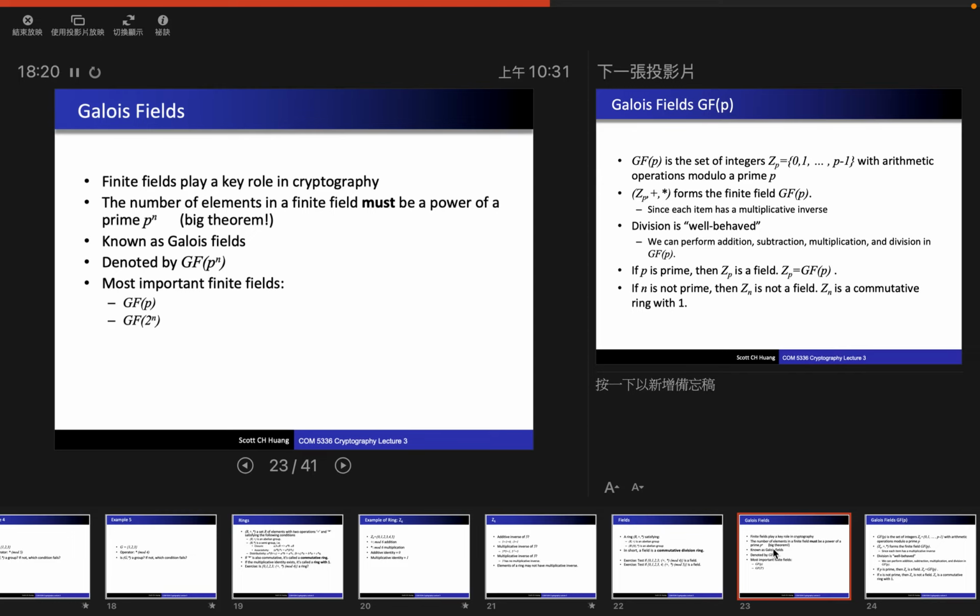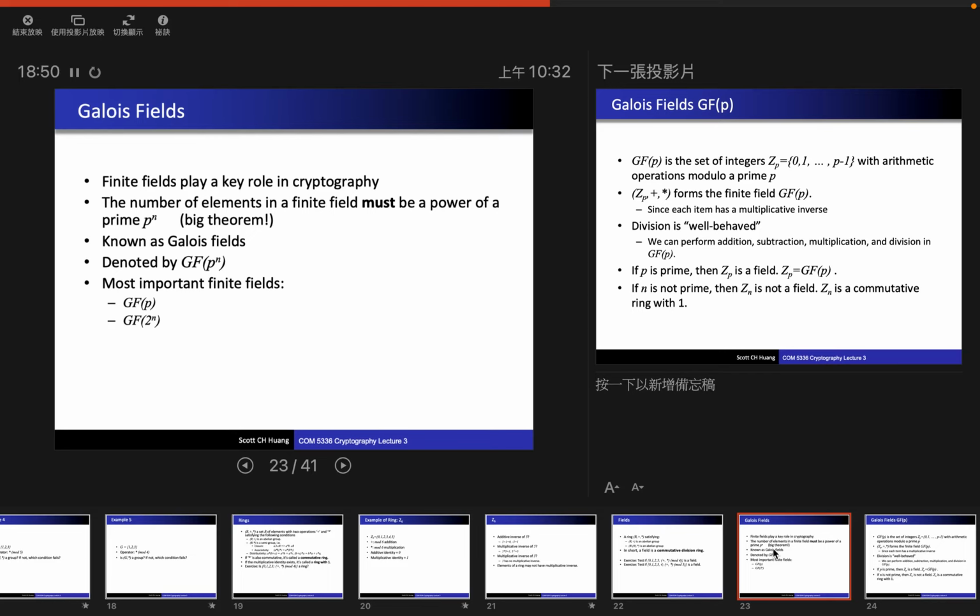And there's another type called GF2 to the power of n, because 2 is prime. Nobody's interested in GF3 to the power of something, because everything in the area of computer science is binary. So GF2 to the power of something also plays an important role. We have another special name for that: they are called binary fields.